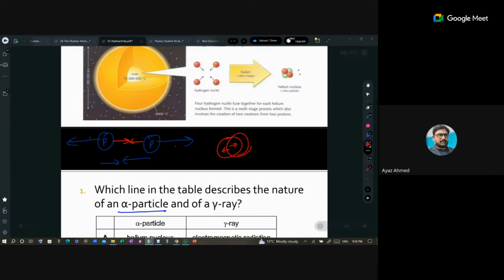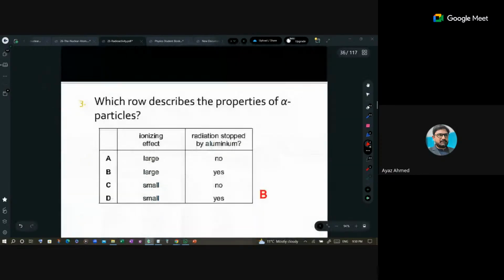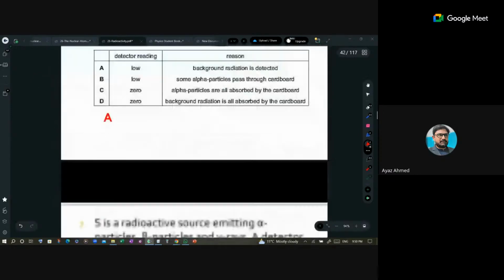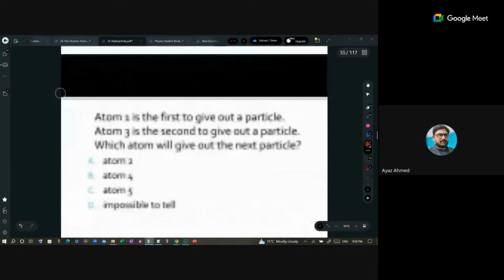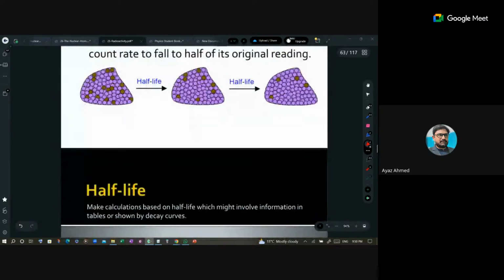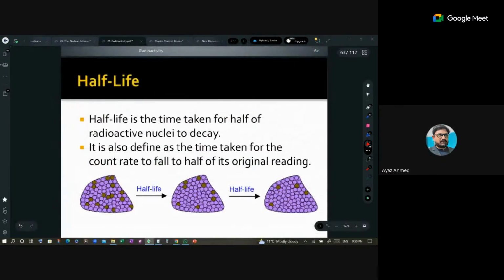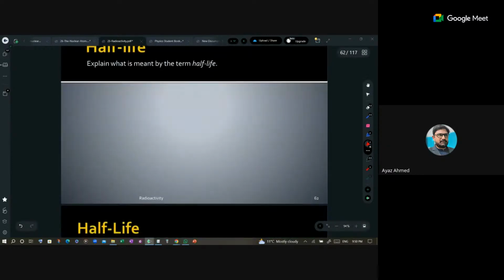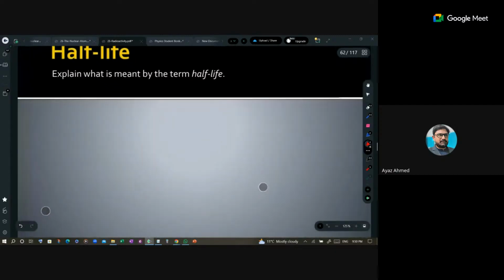Okay, so these are some sort of exam questions. Penetration and all that stuff is there. I will not go through these, because it would be a waste of time for me, because I have to complete this topic today, inshallah. I will try my best.